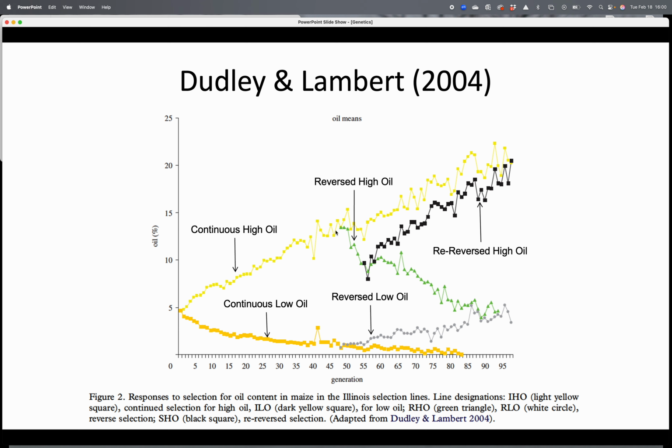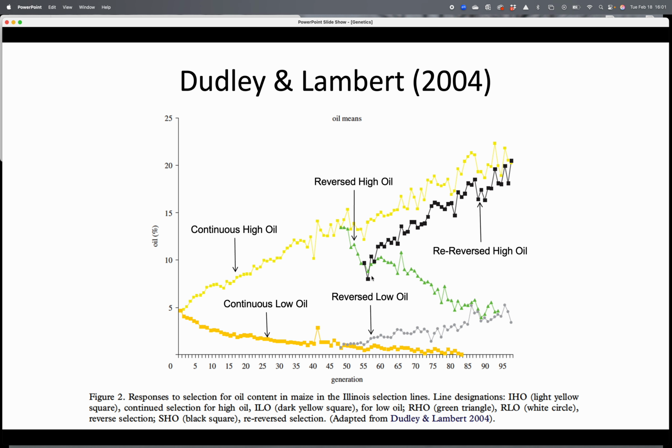At about 48 generations in, they reversed selection, so they divided the high oil selection lines and continued some high oil selection lines, but then they also reversed selection on those high oil lines where they started selecting for low oil. And once again, you see there was a very quick response to that. And they also did the same thing in the low oil lines, except they reversed it in this case to produce higher oil. And you can see that the population responds, but it's responding at a much slower rate.